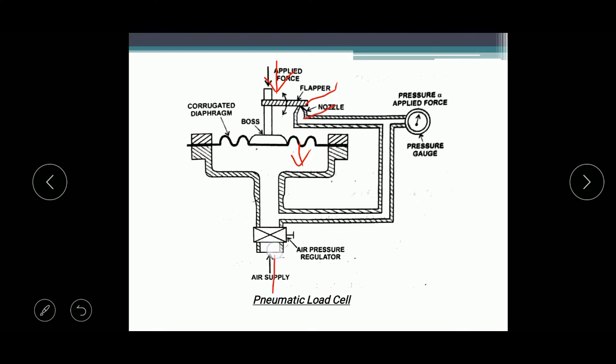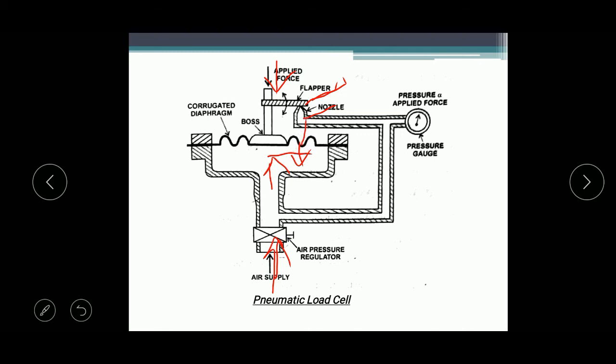Now an air supply is provided at the bottom of the diaphragm. As the flapper closes the nozzle opening, a back pressure results underneath the diaphragm. This back pressure acts on the diaphragm, producing an upward force. Air pressure is regulated until the diaphragm returns to the preloaded position.